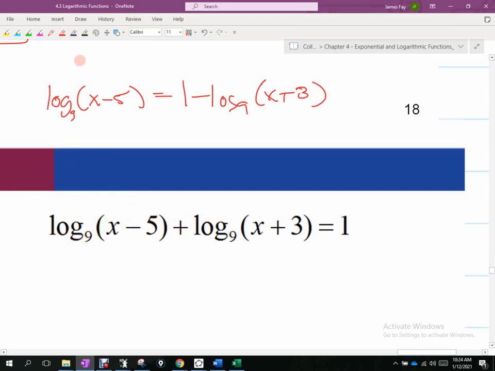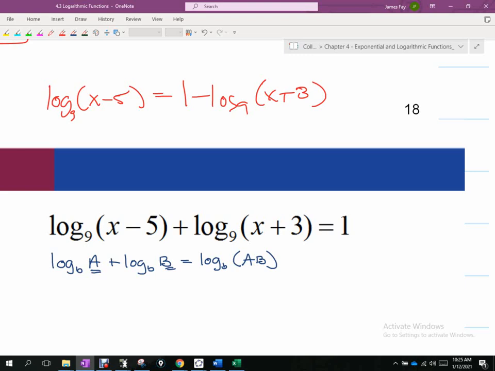Now we're going to apply what we talked about yesterday. There are 3 properties. One of those properties is if I have the log of some base of A plus the log of the same base of B, you guys remember what that turned into yesterday? What do we do with that A and that B? Multiply them. If it was subtraction, we would divide them. But here, because it's addition, we're going to multiply them. So that's what we're starting with.